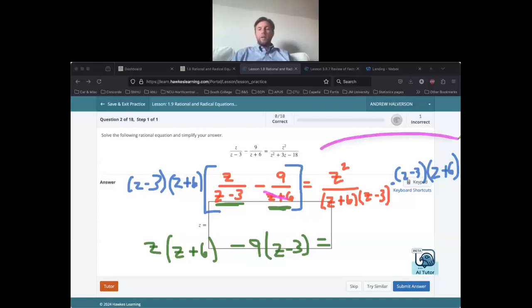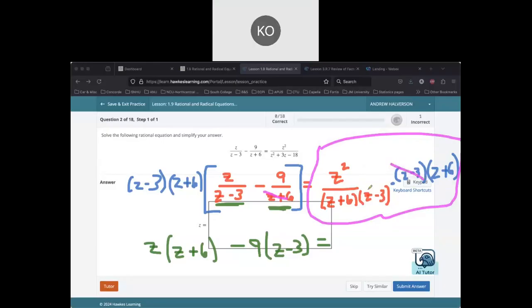So what about over here? What happens? Would they both cancel out? They both cancel. This z minus 3 here cancels with this z minus 3, and this z plus 6 here cancels with this z plus 6, leaving, there's no more denominator, leaving just the z squared. Do y'all see that? No more fraction, but now we got some more work to do, don't we? What do we have to do now?